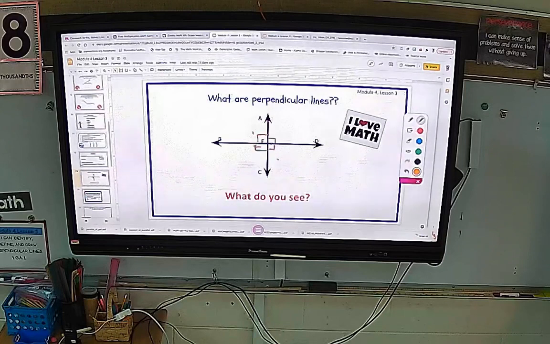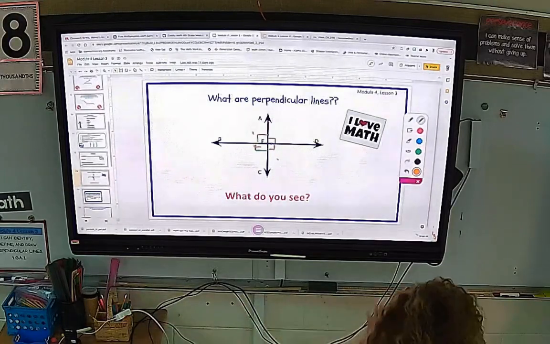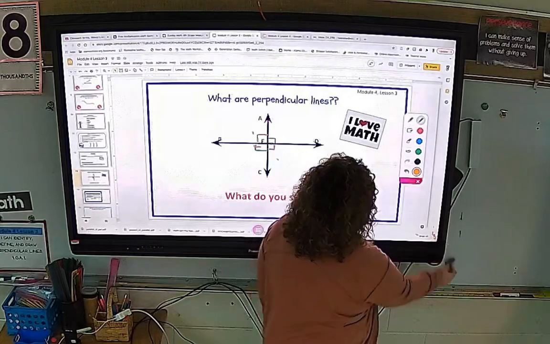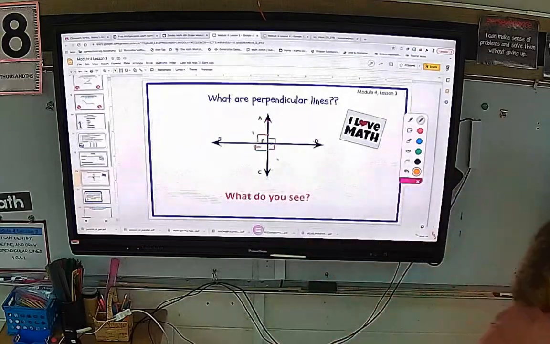All right. Anything else? The edge of the, like that lunch counter. That paper. Most of our papers that are a standard size paper, those are 8.5 by 11 sheets, will have right angles on them. Yeah, the edge of the board. This board. Okay. Bookmark. Your rectangle shaped bookmark.